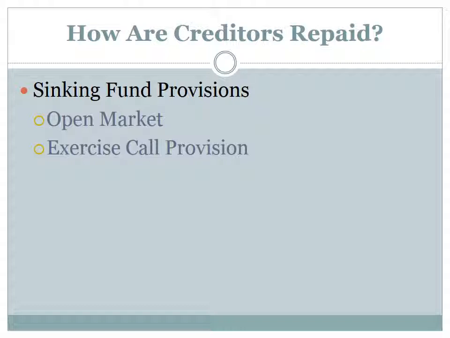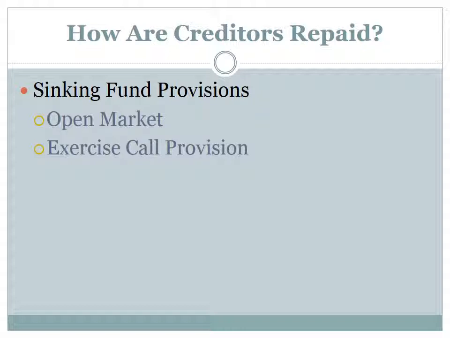Which of the two options do firms generally use when doing a sinking fund provision? They'll do whatever's cheapest for them. So if the bonds were issued 10 years ago and market interest rates have dropped, that means bond prices have gone up. So they are not likely to go into the open market and pay some large premium for the bonds. Instead, if it's a callable bond, they'll exercise that call provision and call it in and just pay the par value plus some call premium. And of course the interest that year.